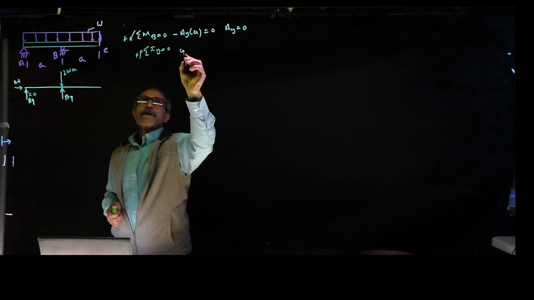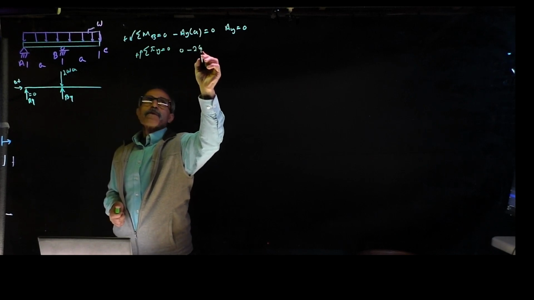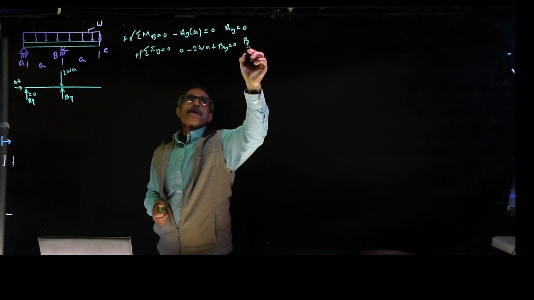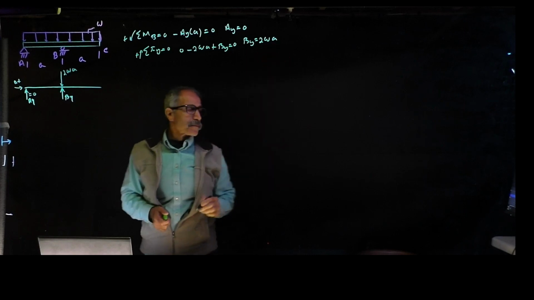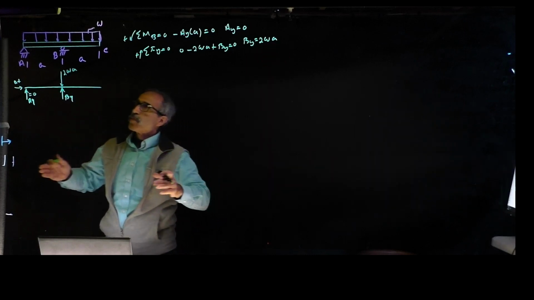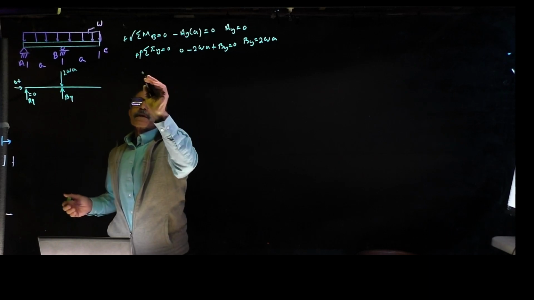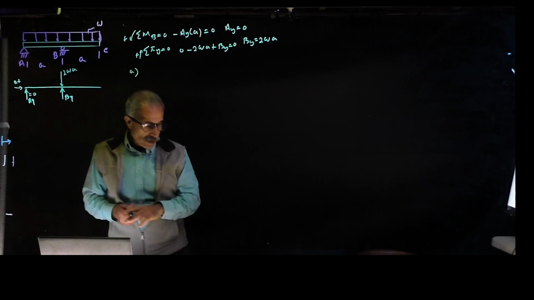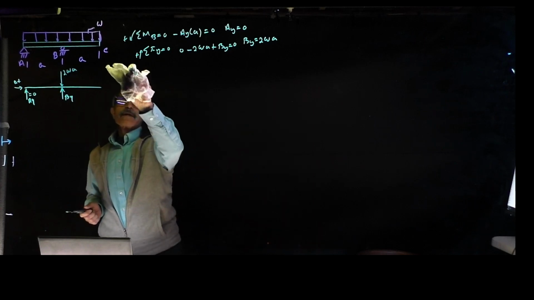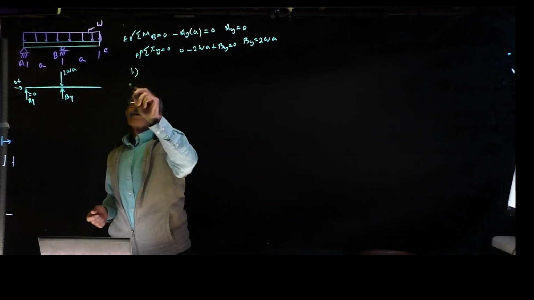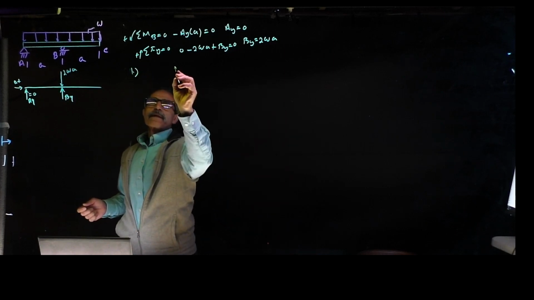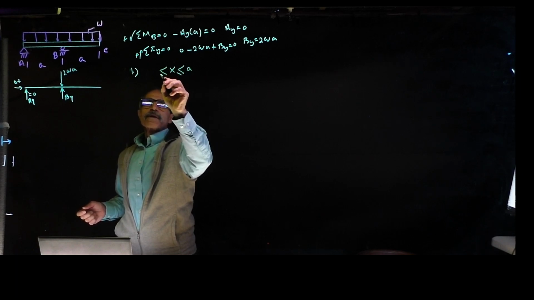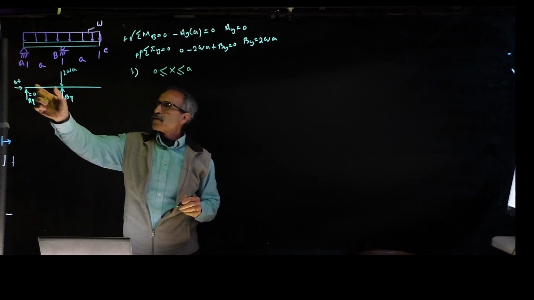And we're going to have 0 minus 2WA plus BY equals 0. So BY comes out to be 2WA. We're going to cut this. We have two different situations. First, let's say when X is less than or equal to A, or 0. So what I mean is when X falls between right here.